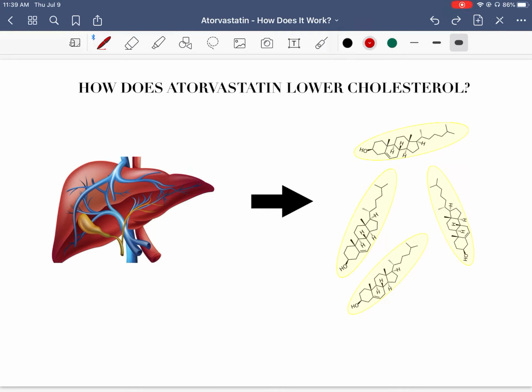So how does atorvastatin help lower cholesterol? Because our liver produces most of the cholesterol that we need, atorvastatin helps lower cholesterol by limiting the amount of cholesterol produced by our liver. To illustrate the mechanism of action of atorvastatin, let's first look at how our liver produces cholesterol.